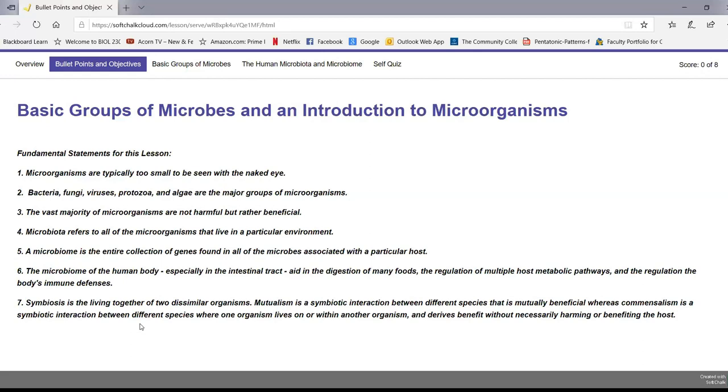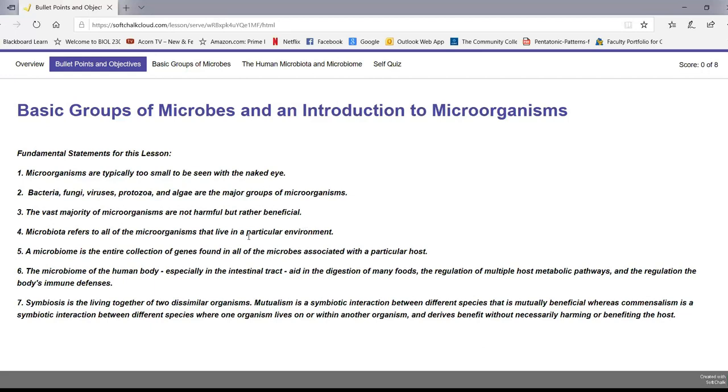Symbiosis is living together of two dissimilar organisms, such as a human and a particular bacterium. Mutualism is a symbiotic interaction between two species that's mutually beneficial, where both organisms benefit from living together. Whereas commensalism is a symbiotic interaction between two different species, where one organism lives on or within another organism, and that organism derives benefit, but it doesn't harm or benefit the host necessarily.